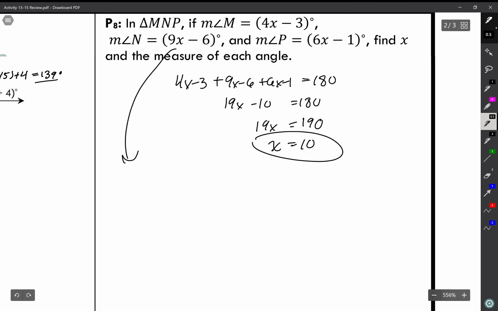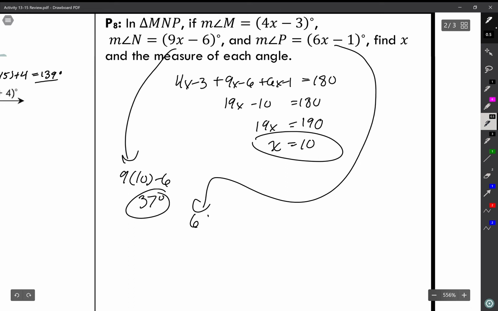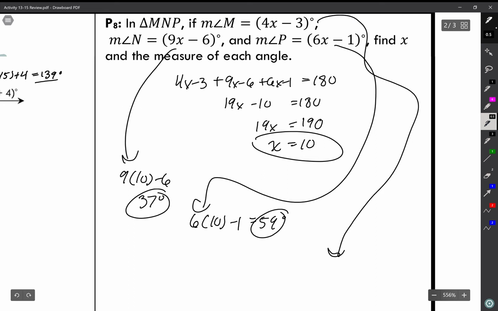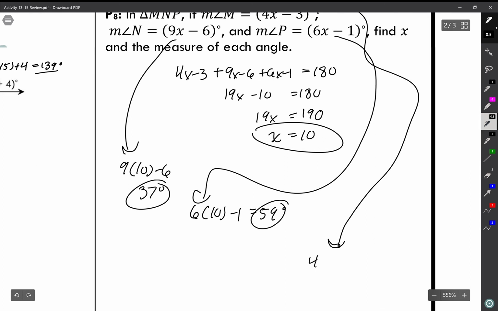The measure of angle N is just 9 times 10 minus 6. 90 minus 6 is just 37 degrees. Okay, measure of angle P is 6 times 10 minus 1, so 60 minus 1 is just 59 degrees. And then measure of angle M, 4 times 10 minus 3, 40 minus 3 is 30.